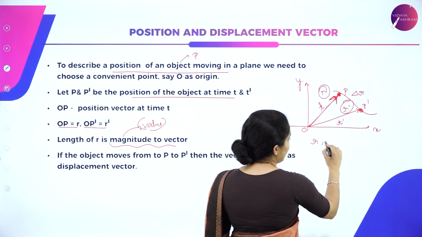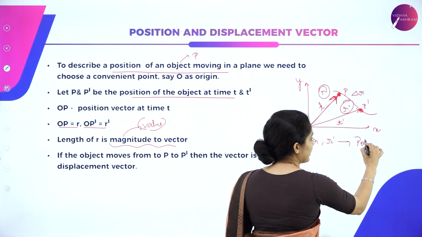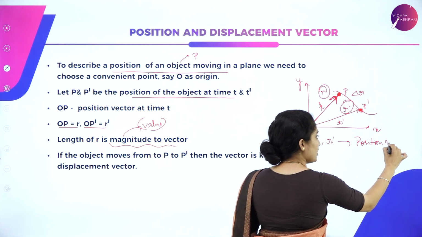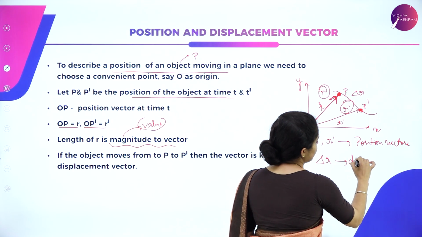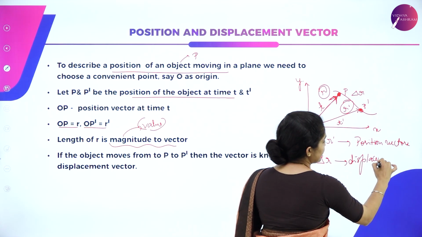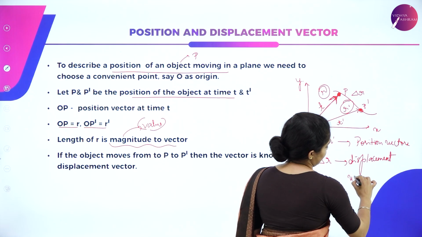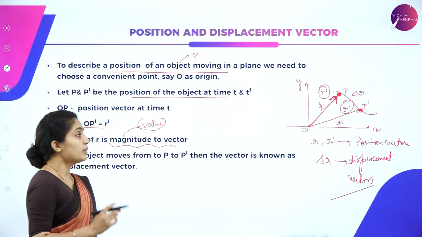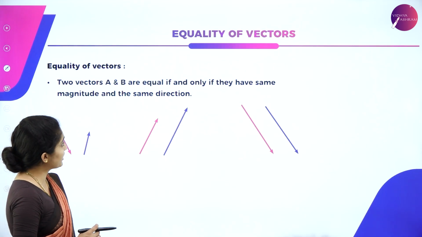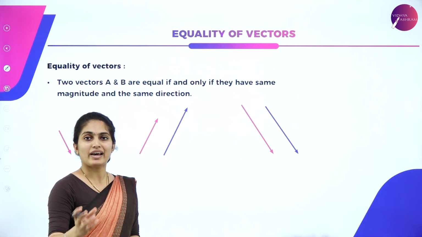So your R and R dash are the position vectors, whereas delta R is called a displacement vector. So that's all about position and displacement vectors. Next, we are going to equality of vectors.